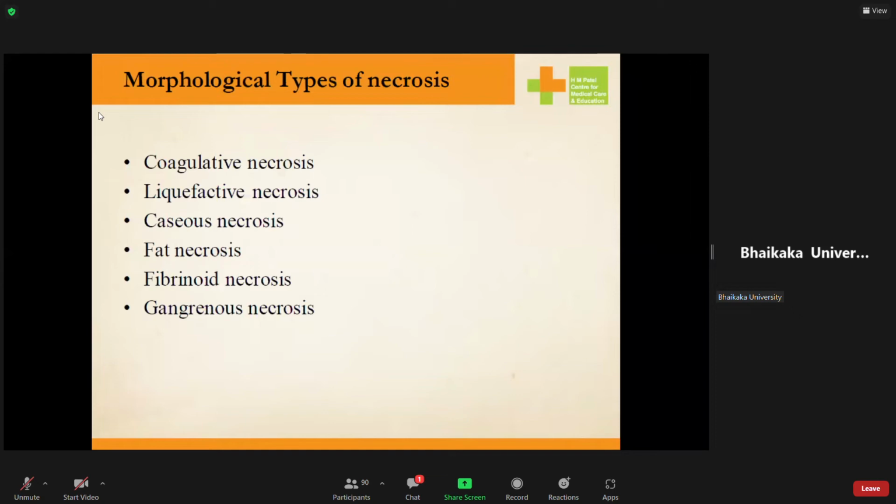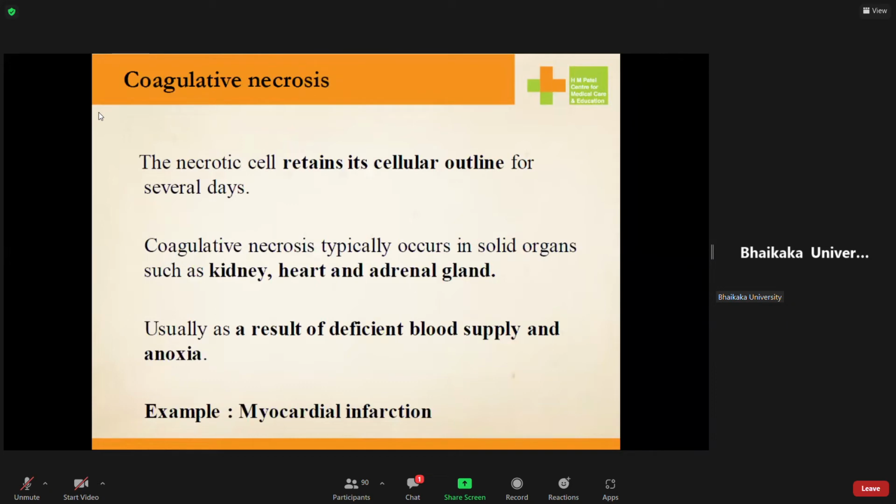Now we can see one by one. First is the coagulative necrosis. It is the most common type of necrosis in which the necrotic cell retains its cellular outline for several days after the injury. It is most commonly seen in solid organs like kidney, heart, and the adrenal glands. It occurs due to deficient blood supply or complete loss of blood supply or anoxia. And the most common example of it is myocardial infarction.